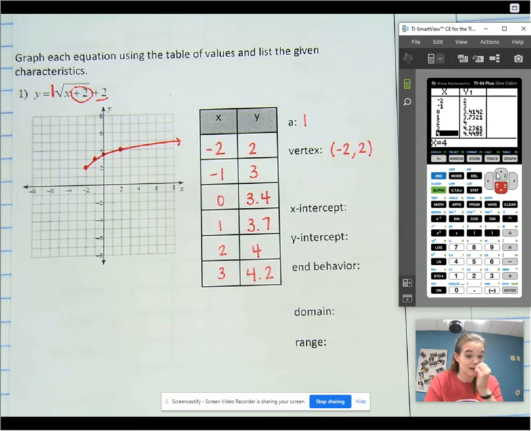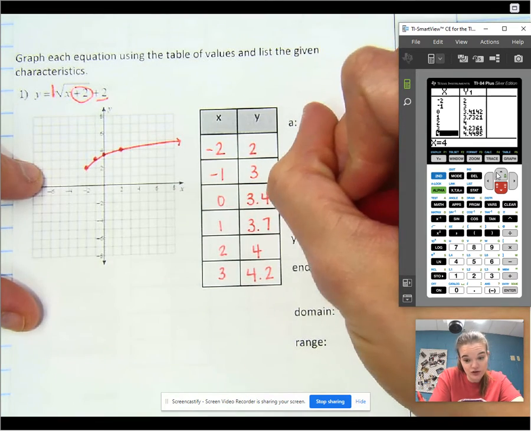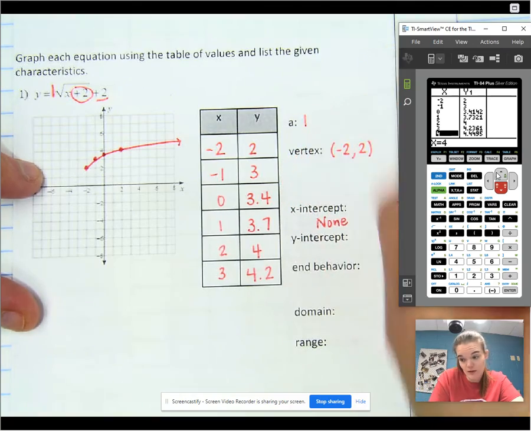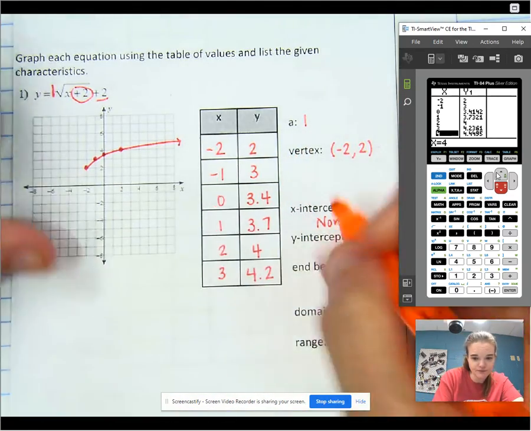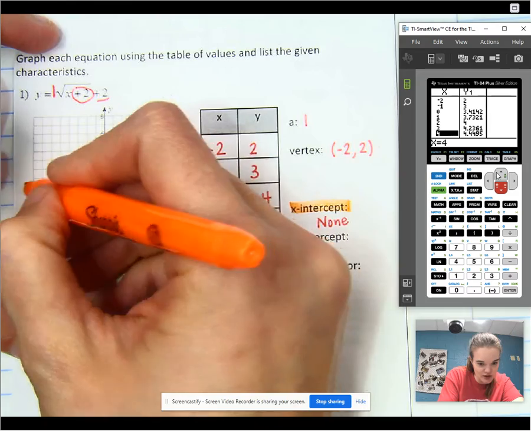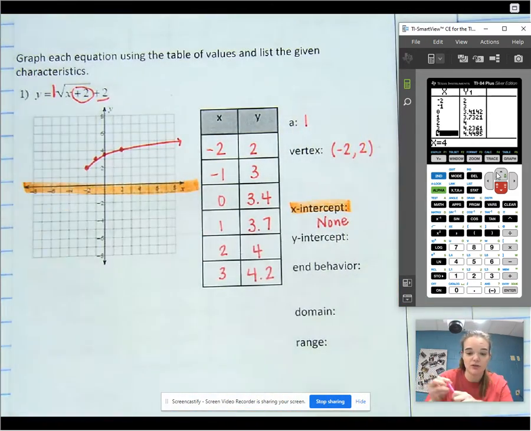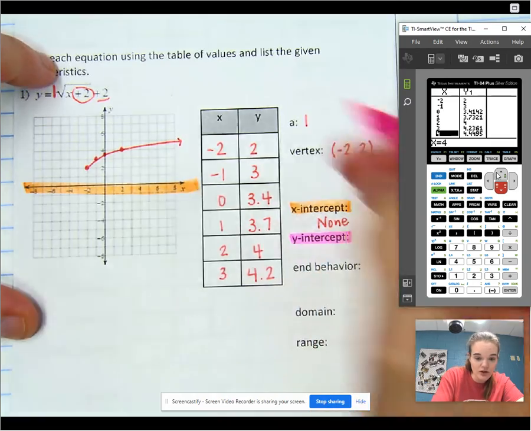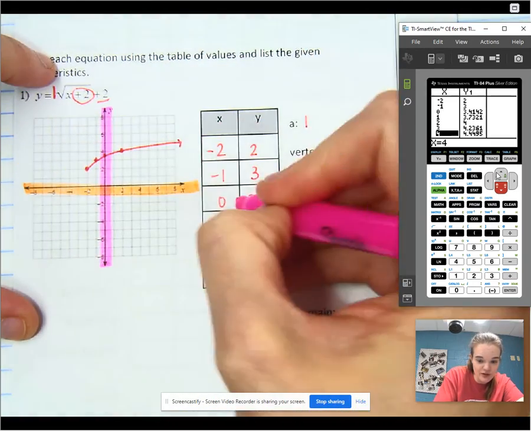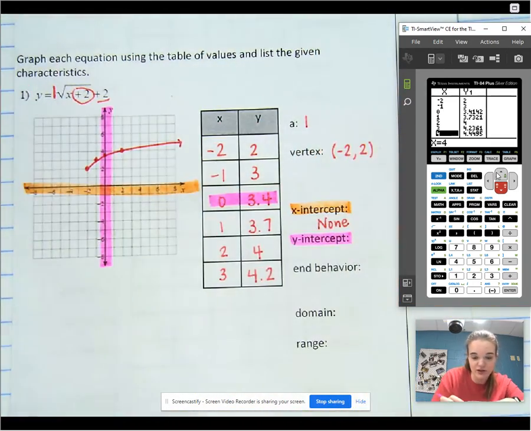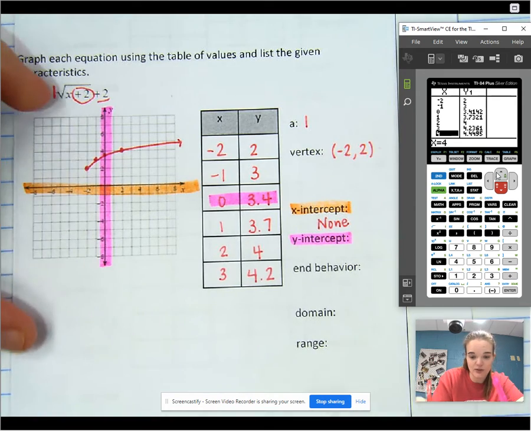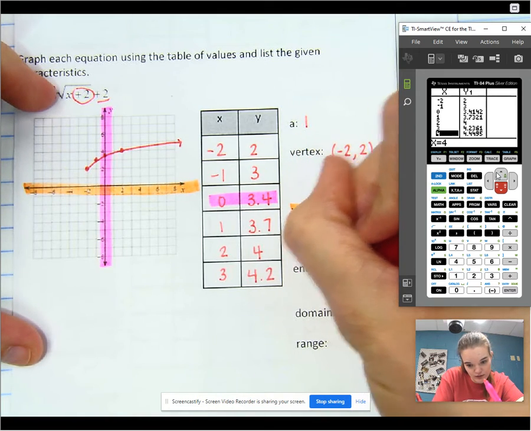Our x-intercept is none. It never crosses. So right here, it does not cross. Our y-intercept, it does cross. We don't really have to guess because we found it in the calculator. It is 0, 3.4.